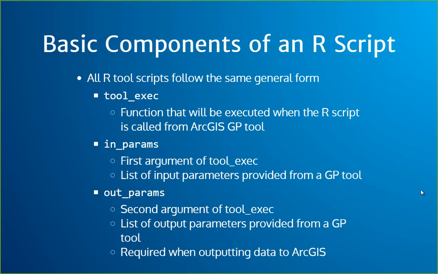The first argument of the toolExec function is the in-params. This is just the input parameters that are provided to the script from ArcGIS. So it's an R-type list of input parameters provided from the GP tool. The out-params is the second argument of the toolExec function, and this is exactly what you'd think, a list of output parameters provided from the GP tool. This isn't always required, but if you do want to write your data back out to an ArcGIS data set, then you will probably be required to provide some output parameters.